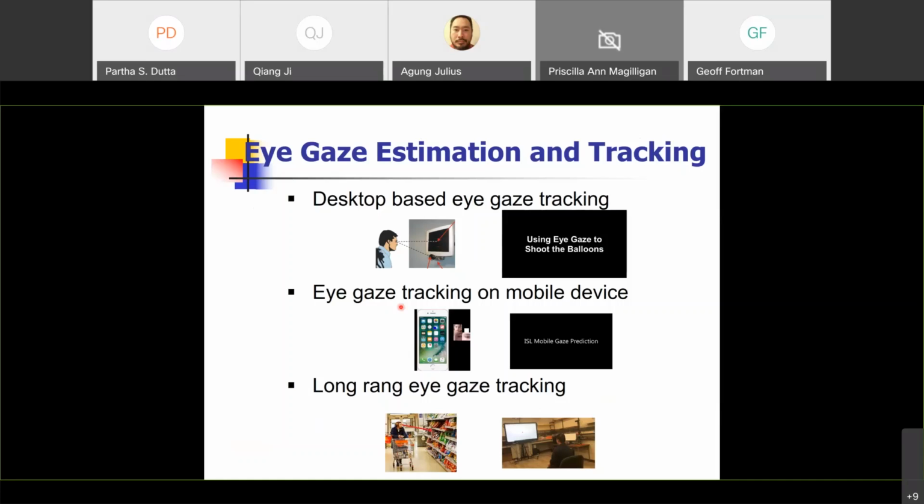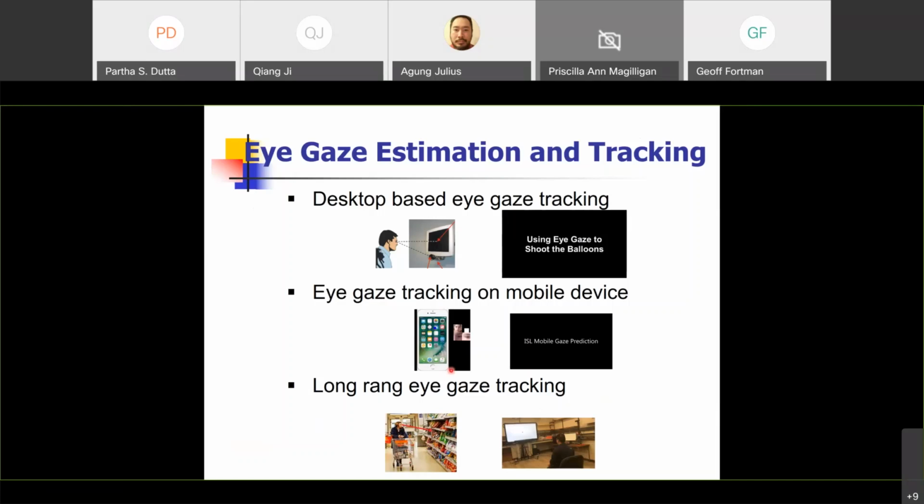We have also begun to work on eye tracking on a smartphone, on handheld devices. Once you are looking at the screen of a mobile phone, we're able to tell which part of the phone you are looking at. We are also interested in long-range eye gaze tracking, where we want to know what you are looking at far away from the subject. So we are developing computer vision techniques for these different types of eye gaze tracking scenarios. This is basically facial behavior analysis.